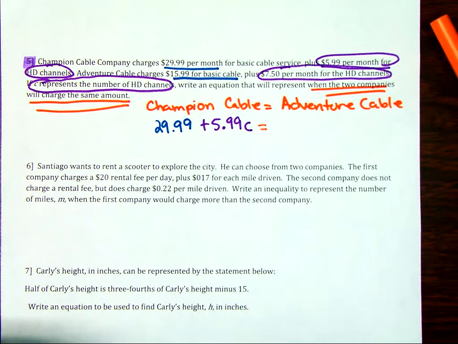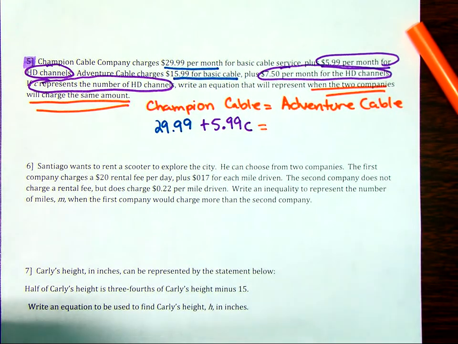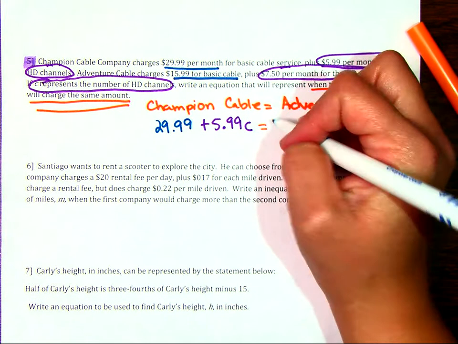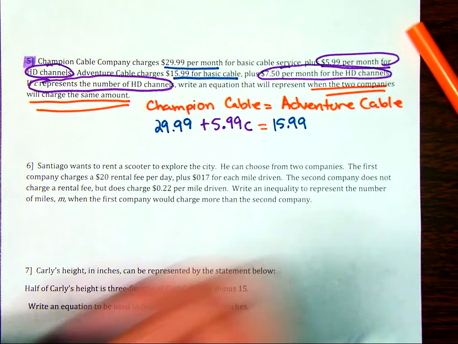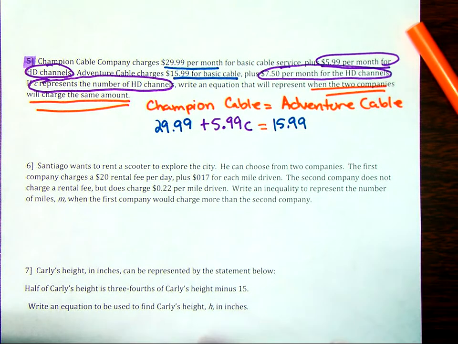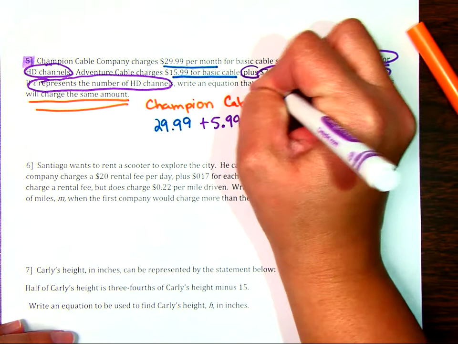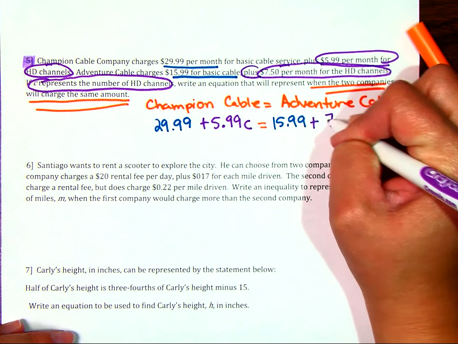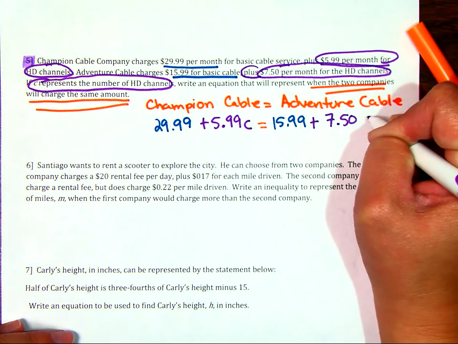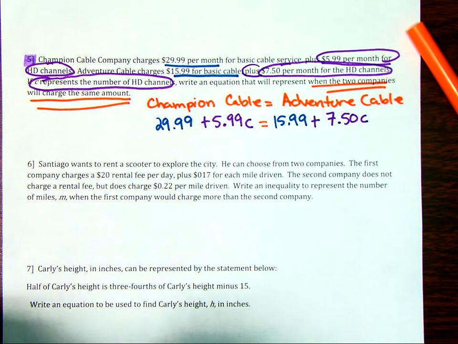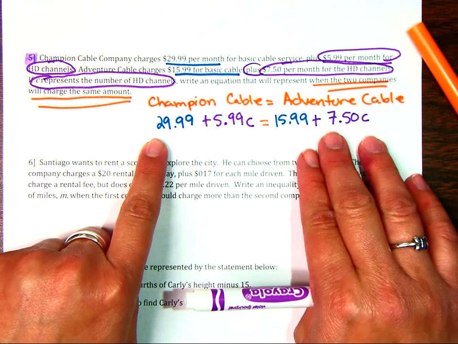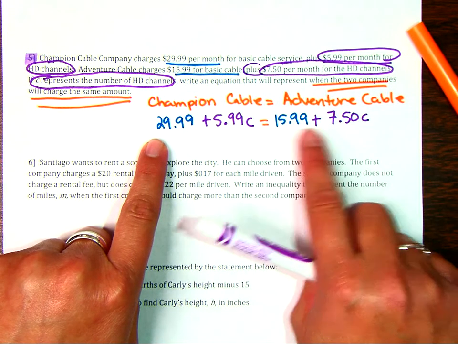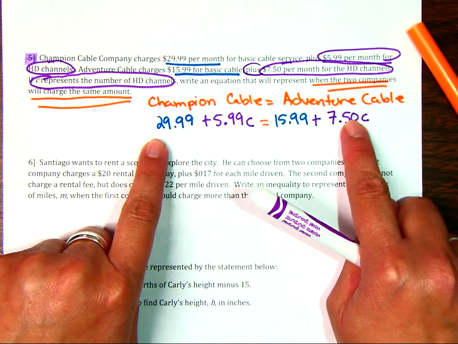Then Adventure Cable is $15.99 for basic cable. So whether you get HD channels or not, you're paying that $15.99 for your cable, but plus, keyword is plus, $7.50 per month for every HD channel you get. So again, we're just practicing setting it up, but if we were to solve it, we would move the variables to one side to set it up as a two-step equation and work from there.